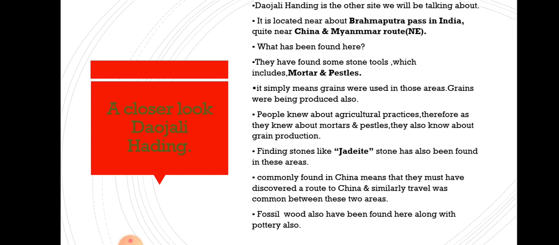Now coming to the Daojali Hading heading, Mehrgarh is located in present day Pakistan. Daojali Hading is located near the Brahmaputra Pass in India, quite near the China and Myanmar route, in the northeastern part of India, where Assam, Mizoram, Tripura, Sikkim and other northeastern states are. Daojali Hading is located in the area near the Brahmaputra Pass. And now we will see what has been found there.